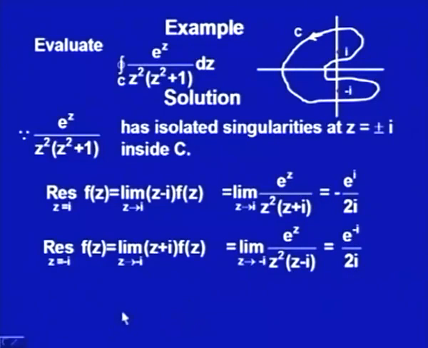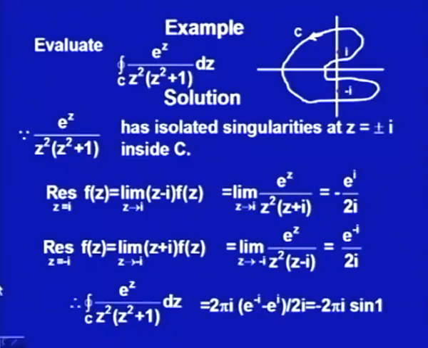Now, I will use the residue theorem for the evaluation of this integral. You see, the integral of the function e to the power z upon z square into z square plus 1 along this given contour C would be 2 pi i times the residue at z equal to i plus the residue at z equal to minus i. The residue at z equal to i is minus e to the power i upon 2i, and the residue at z equal to minus i is e to the power minus i upon 2i.